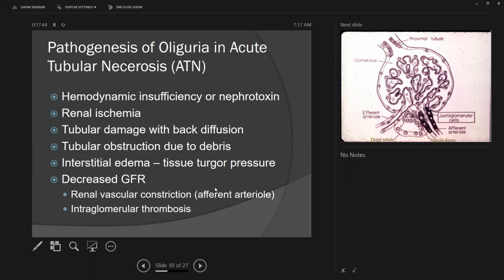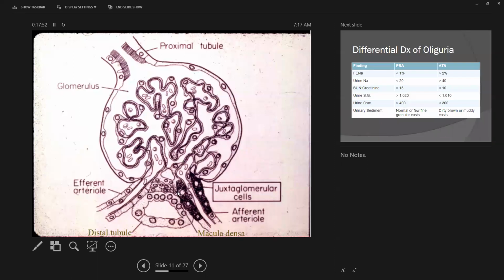Then lastly, there's some thrombosis in the glomeruli that occurs. So all of those things result in oliguria, but the number one mechanism is this right here.